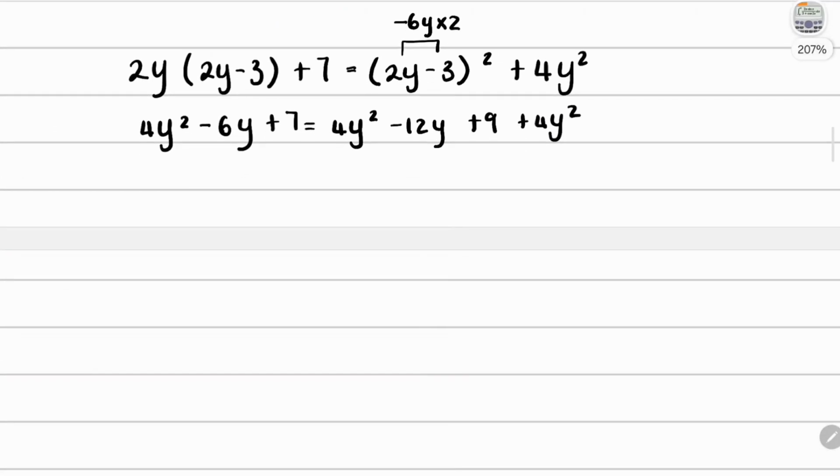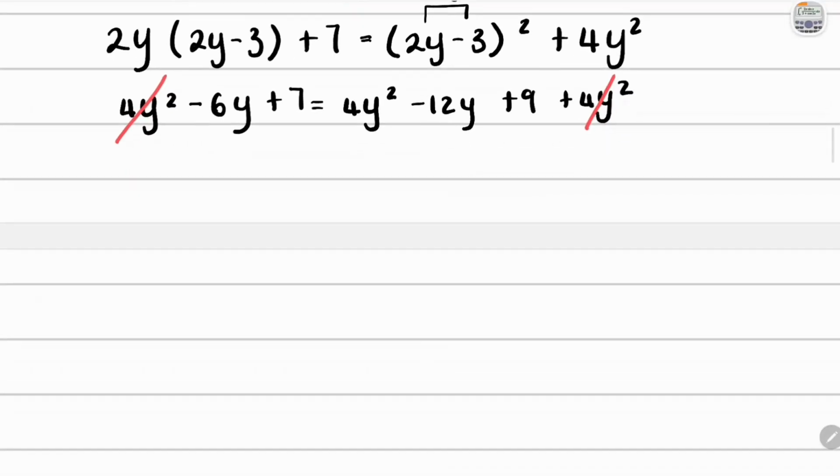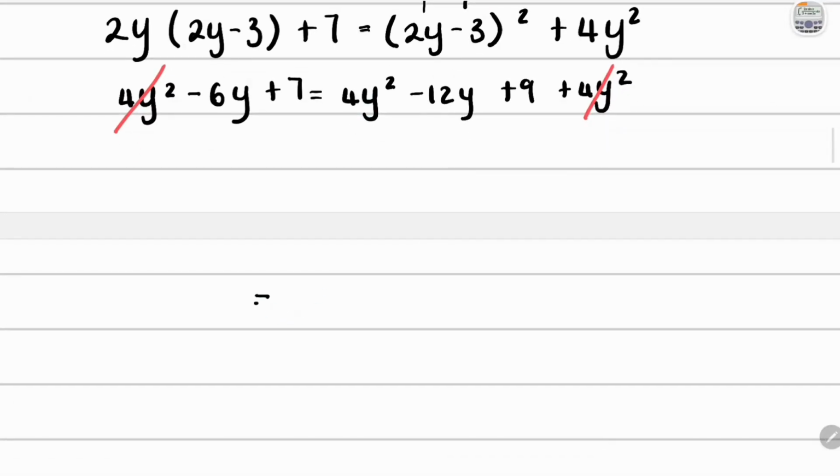Okay, so we're just putting like terms together. Notice how we have 4y squared and 4y squared. They'll cancel on both hand sides. So you might as well just cancel it out already, because if you took it over, you see it's going to say minus 4y squared. So it's gone.